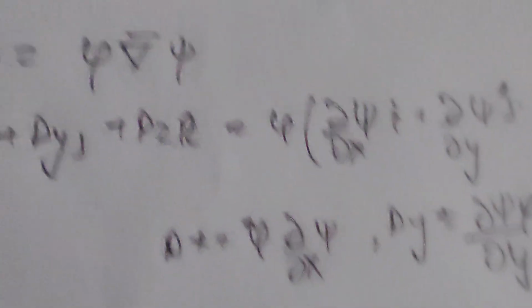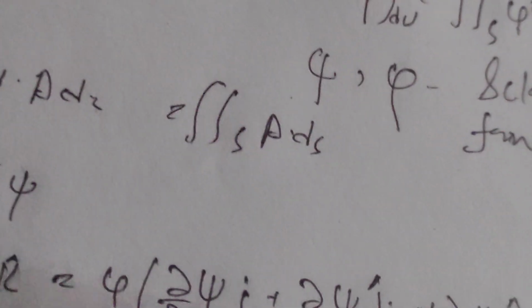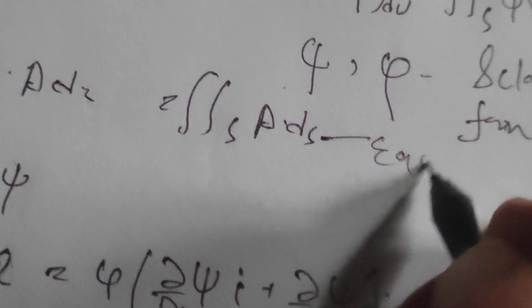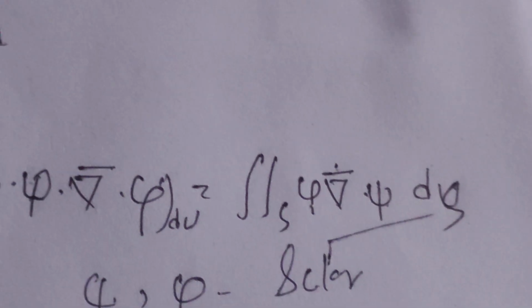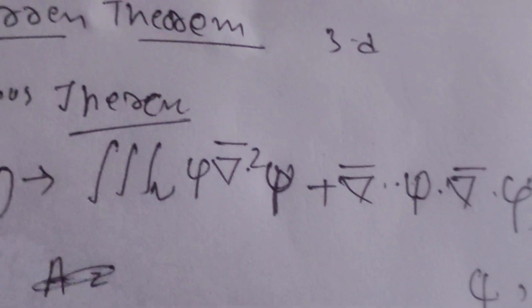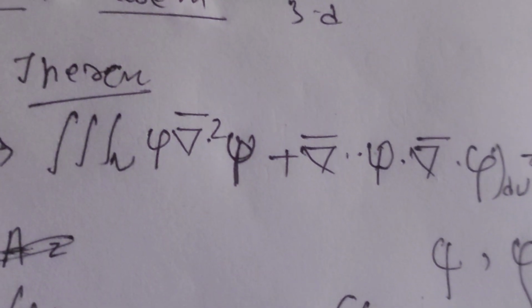This is our equation 1. So this is the overall Green's theorem, which is very beautiful. Here phi and psi are scalar functions. In the next video we will talk about the second form, and for 2D we will talk about Green's theorem in 2D.